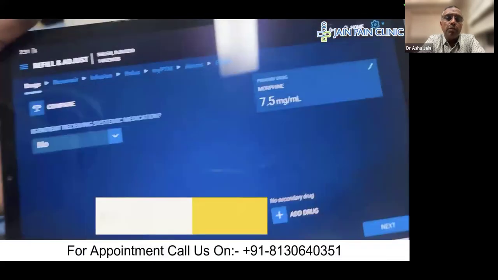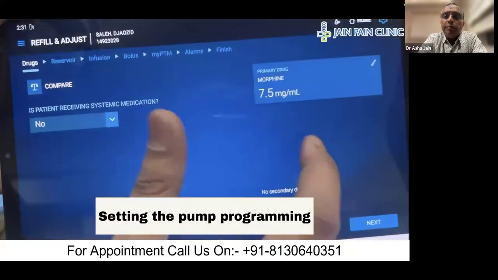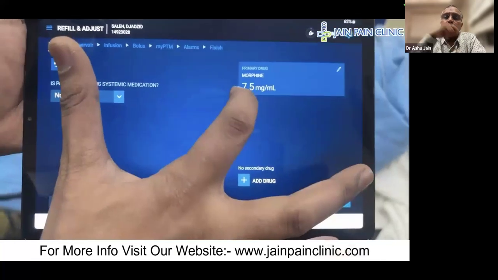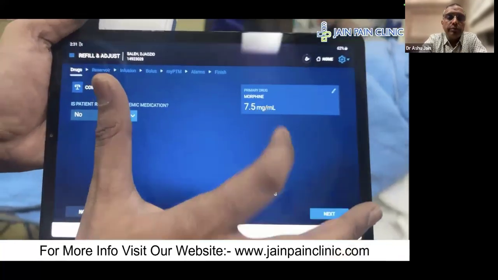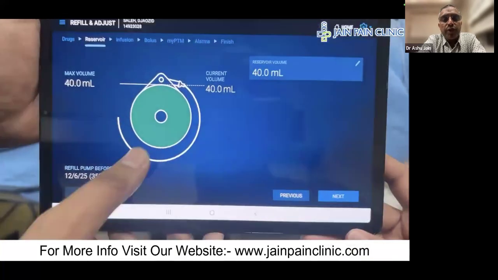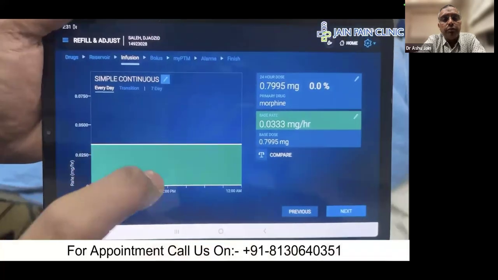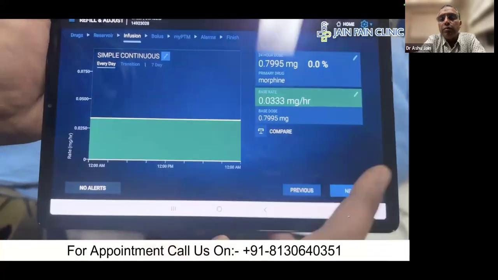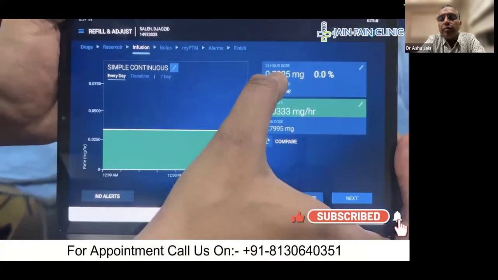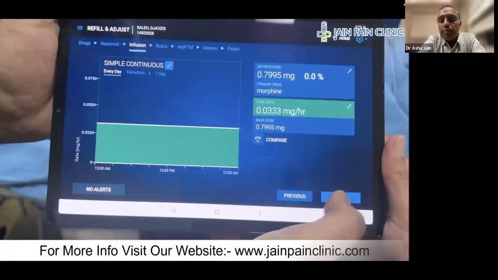So now we are starting the programming of the pump. We have given the morphine injection with a diluted dose of 7.5 mg per ml. Next part is reservoir. How much have we refilled the pump? We have refilled a 40 ml pump. Next is infusion. How much drug rate are we giving per day? So 0.79 is almost 0.8 mg per day he will receive from the pump.